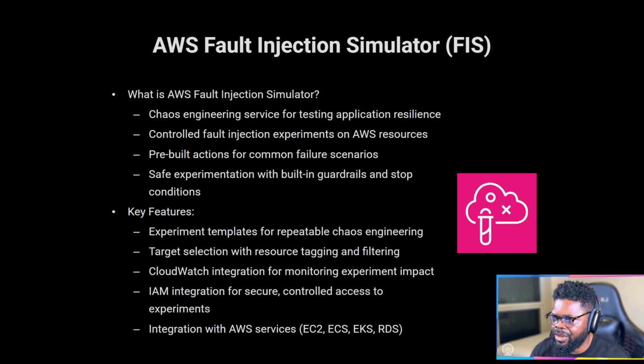Target selection with resource tagging and filtering, and CloudWatch integration for monitoring the impact of your experiments, because if you're trying to test a CPU spike, there has to be a place where you can see how that is reflected. IAM integration, everything is obviously IAM in AWS, for secure access control to your experiments. And integration with a lot of AWS services like EC2, ECS, EKS, RDS. So if you ever want to introduce faults into your system to test your resilience in a controlled manner, that's where the Fault Injection Simulator comes in. Let's see what it looks like.